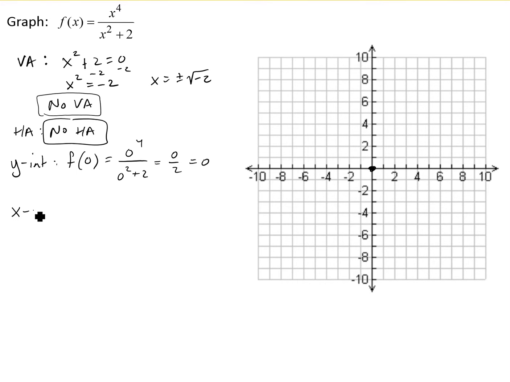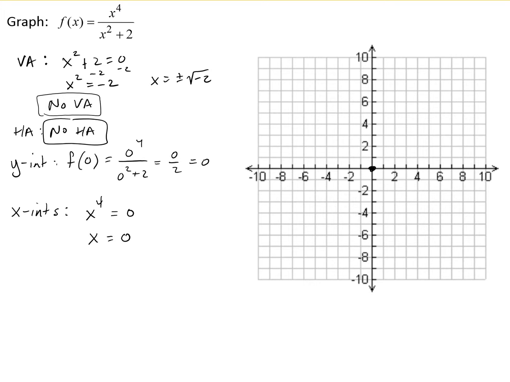And any x-intercepts would be found by setting the top equal to 0. Because in order for a fraction to be equal to 0, the numerator would have to be 0. It doesn't matter what the denominator is. 0 divided by anything is 0. And if the denominator is 0, then it's actually undefined. Now essentially, to solve this equation, we're taking the fourth root of both sides. Now the fourth root of 0 is just 0. So our x-intercept, our only x-intercept, is also the point 0, 0 that we already have plotted.